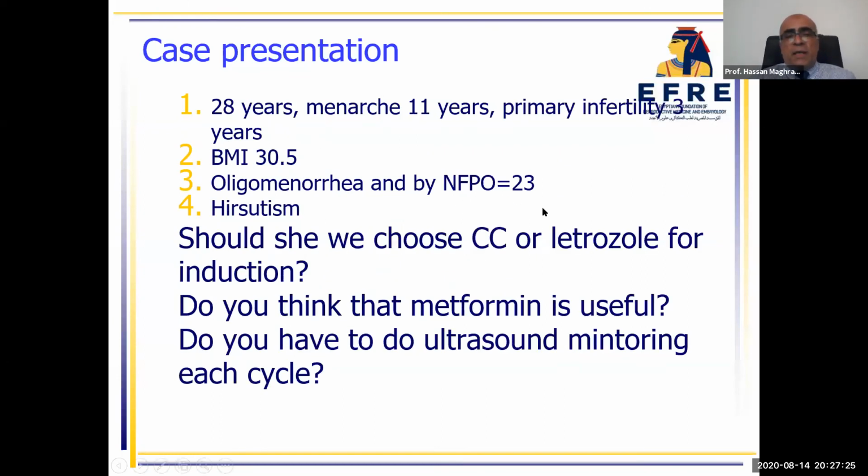Third case: 28 years, menarche at 11 years, primary infertility for 3 years, BMI 30, oligomenorrhea, number of follicles per ovary 23, and she is hirsute. Should we choose clomiphene citrate or letrozole for induction? This will be answered by Professor Boutros Rizk. Do you think that metformin is useful? Again, this will be answered by Professor Boutros Rizk, Professor Abdelmajid Ramzi, and Professor Sherif Ghafar. Do you have to do ultrasound monitoring in each cycle during induction? The answer is no.